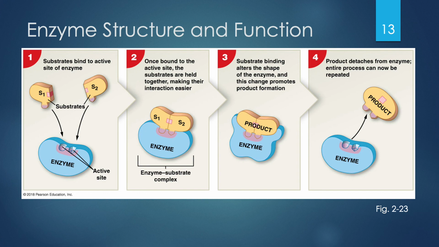And so now the substrate is going to be bound together, and that binding is going to alter the shape of the enzyme. And so that is what allows the new product to join together. And then in step 4, our product, which is the combination of S1 and S2 from image 1, is able to be joined together and to be spit out from the enzyme, and the enzyme is now ready to restart the process again with two new substrates.